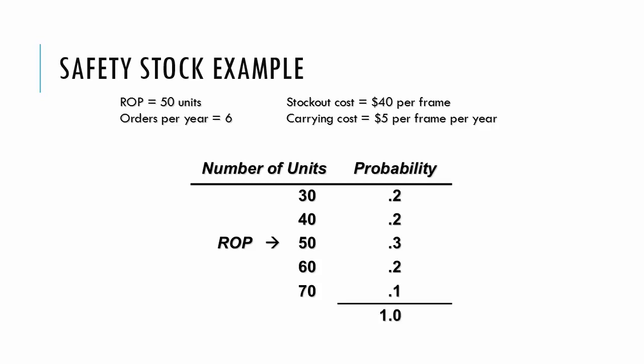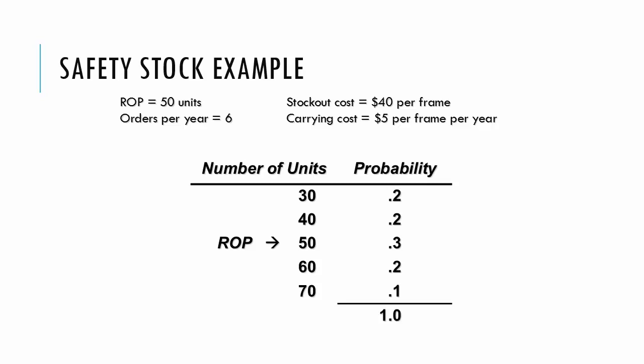Either we have demand for 30 units, that happens 20% of the time. We have demand for 40 units, that happens 20% of the time. We have demand for 50 units, that happens 30% of the time. For 60 units, 20% of the time, and 70, 10% of the time. There's no 31, there's no 57, right? So there's only 5 possibilities, and those are the 5 probabilities associated with it. They add up to 1. So now we can do a calculation of when we stock out.